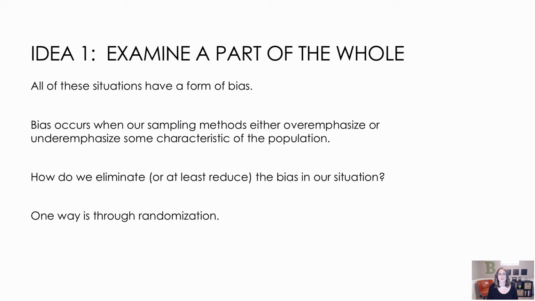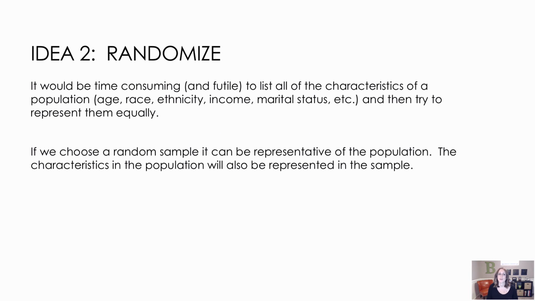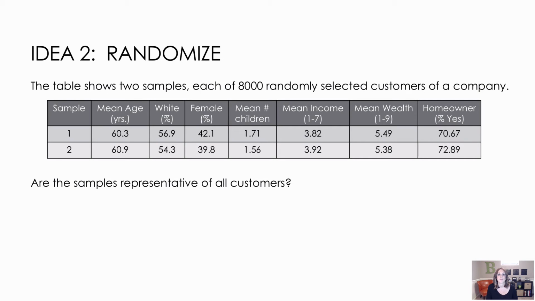So one way, of course, is through randomization, which is big idea number 2: randomize. Of course, we already talked about how it would be time-consuming and futile to list all of the characteristics of a population: age, race, ethnicity, income, marital status, etc., and then try to represent them equally. So instead, if we can choose a random sample, that is going to give us, hopefully, a representative sample of the population.